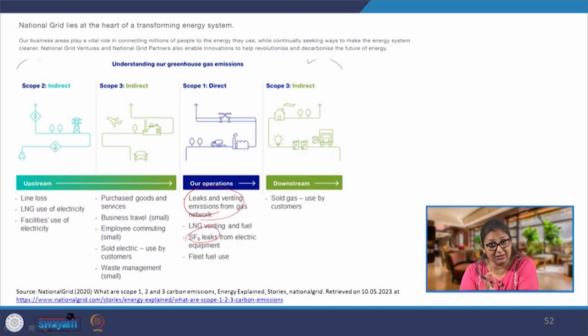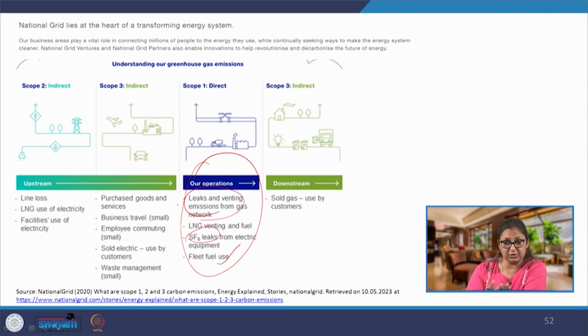That is why it finds a clear mention in the direct emissions, and other than that the fuel use for the transportation fleet and its combustion. So, this is all covered in the direct emissions, but if we look at the upstream, we have the use of electricity for different purposes, business travel, employee commuting, and waste management, waste generation. All this is upstream, and downstream we have the selling of gas, which is their product, and its use by the consumers.